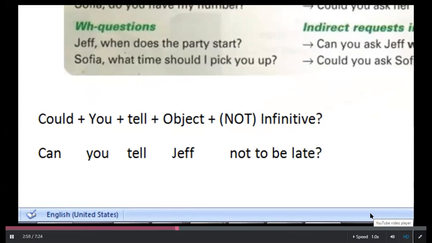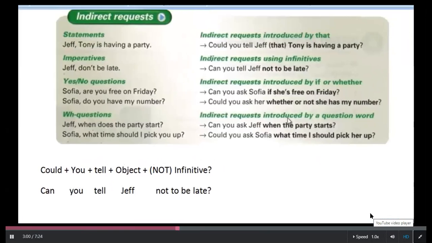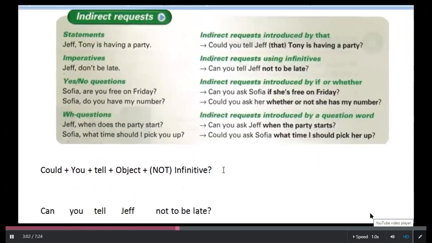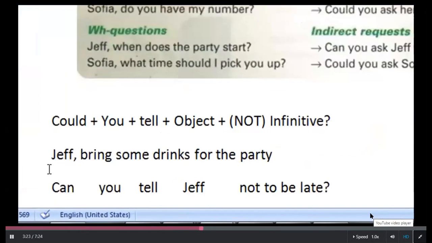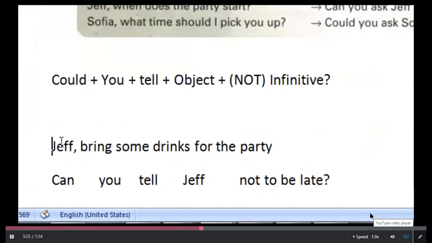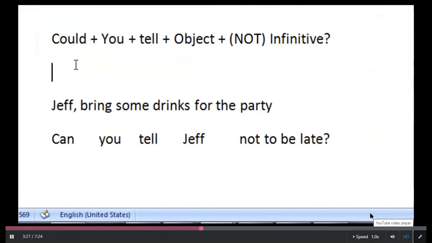So now let's say that the imperative is different. Now I'm going to give an example of a positive one. So what would that be? Well, maybe we want to give a message to Jeff. Jeff was not there, but we talked to his assistant. So: bring some drinks for the party. All right, that's the message that we want to give to Jeff. This is in the form of an imperative. So how do we go about changing this into an indirect request?